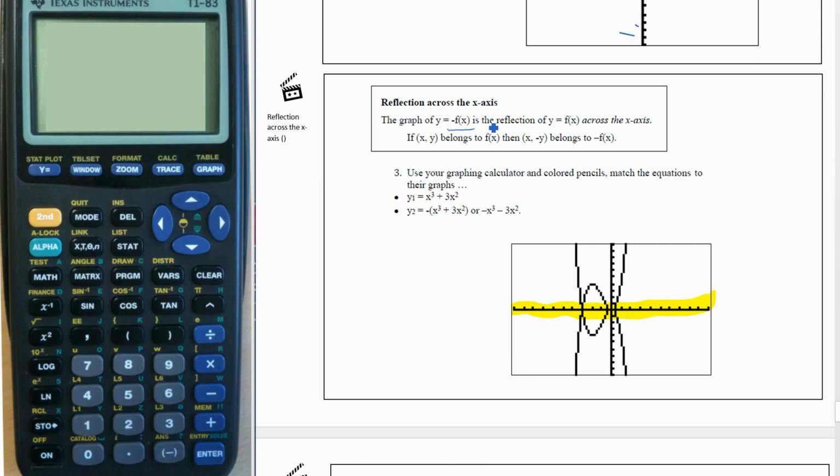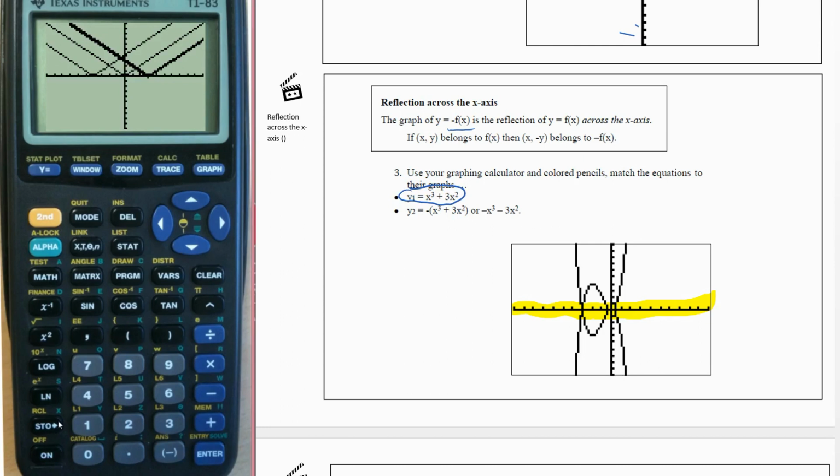So here we're going to look at, we'll start with x cubed plus 3x squared. Let me clear this, and we're going to do x cubed plus 3x squared, and let's go ahead and take a look at that. Here, that's our graph in blue, and you can see what we have that's just black now is actually its mirror image across the x-axis that I've highlighted.